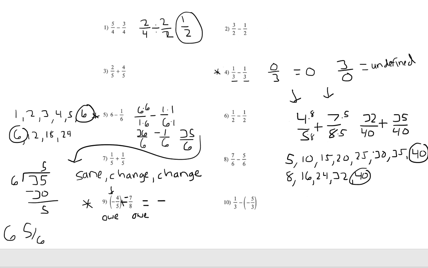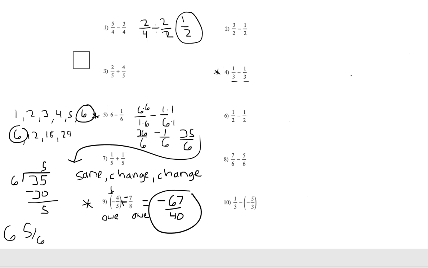Now that we have a common denominator and we've made equivalent fractions, we add the top two numbers together and we keep the bottom the same. 32 plus 35 is 67/40. Okay, and remember that answer is going to be negative. And I am okay if you guys just want to leave these as a simplified improper fraction. In fact, that's actually how I prefer it.